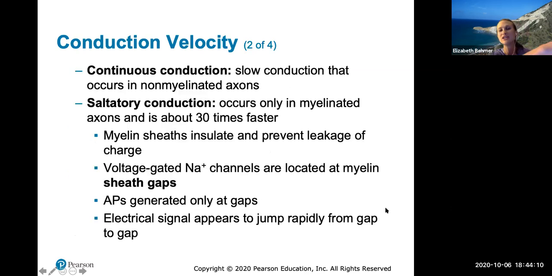So continuous conduction is slow conduction that occurs in non-myelinated axons. So this will be extremely slow. The saltatory conduction is about 30 times faster. This occurs in axons that are myelinated. The myelin sheaths will insulate, prevent leakage of the charge, and the voltage-gated sodium channels are located in the gaps between myelin sheaths. So the action potential will only be generated where those sodium channels are. So the electrical signal will appear to jump rapidly from gap to gap.